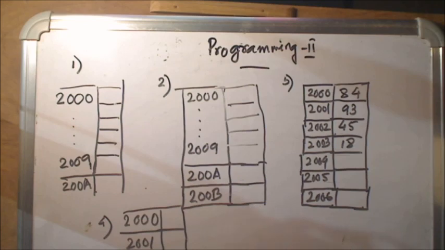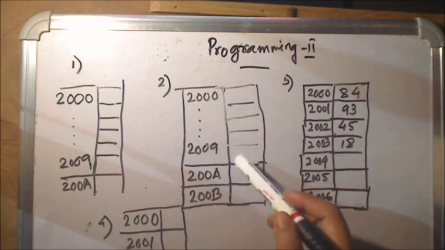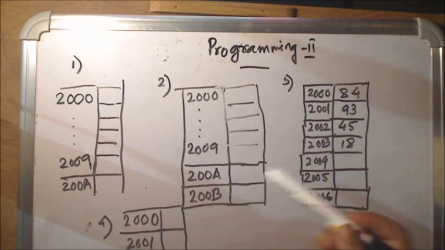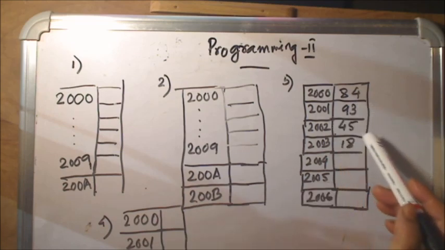So the second program will be: write a program to add a series of 10 numbers stored from 2000 to 2009, store the sum in 2008 and the carry in 200B. Fine. The next question is to add two 16-bit BCD numbers.